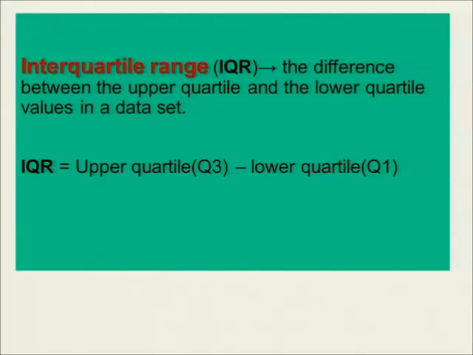So the interquartile range, or IQR, is equal to the upper quartile, or Q3, minus the lower quartile, or Q1. So IQR, which is interquartile range, is equal to Q3 minus Q1. So it's still working the same way as the range. It's only that this one we concentrate on the quartiles.